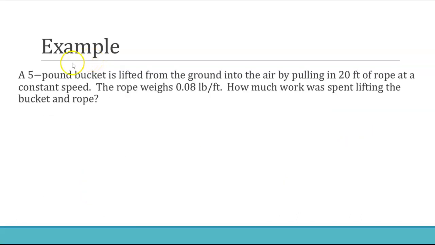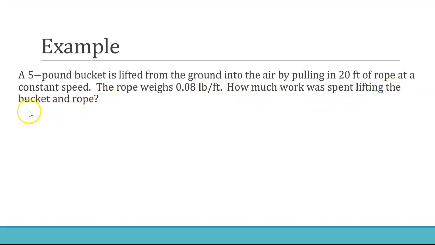Let's look at another rope example. A 5-pound bucket is lifted from the ground into the air by pulling in 20 feet of rope at a constant speed. The rope weighs 0.08 pounds per foot. How much work was spent lifting the bucket and rope?